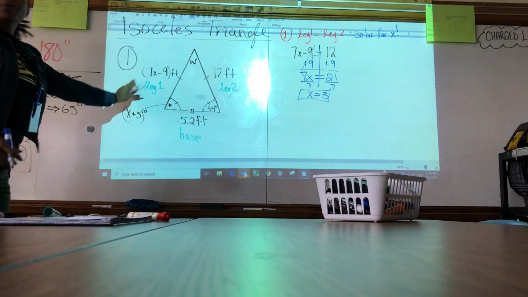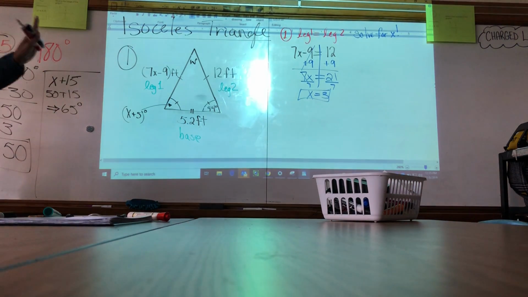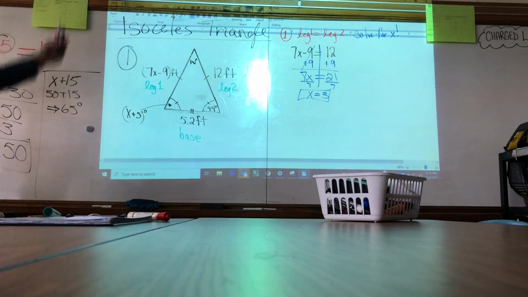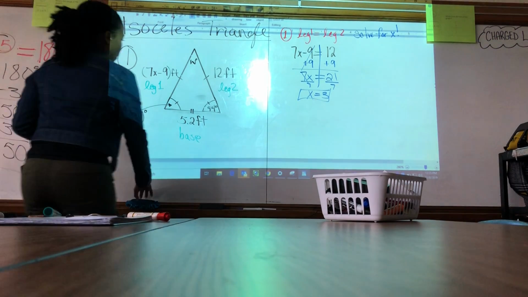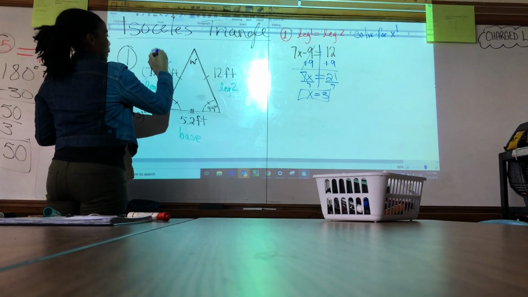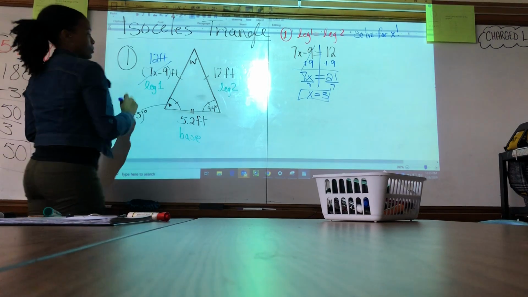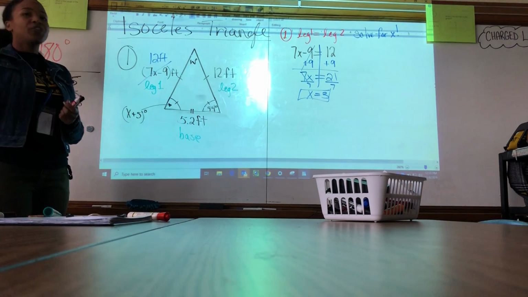We know that this side is supposed to equal 12, but we were just told to solve for X. We found our X. So leg 1 and leg 2 equal what though? 12 feet. Because it's an isosceles triangle, we know that they're going to be congruent. Next thing. What do we fill in? What should we go for next?